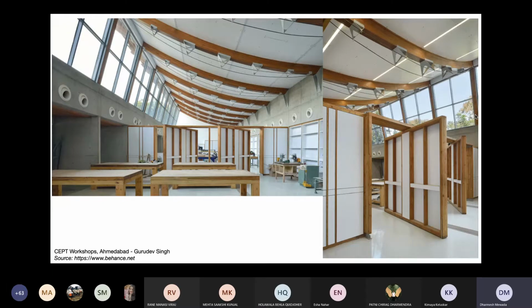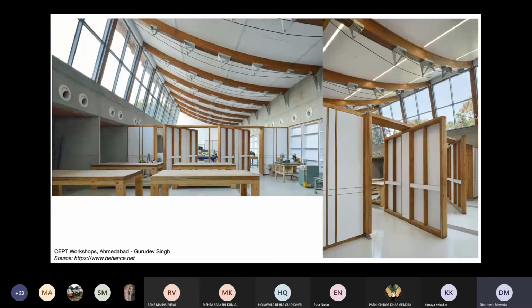Again, in the last sem, we had a lot of students working with glulam. In fact, last week from the class itself, someone asked, we don't have glulam buildings in India. This is the answer to that. Very recently, probably 3 years ago, the first building to use glulam in India is the SEP workshops, which is designed by Gurudev.